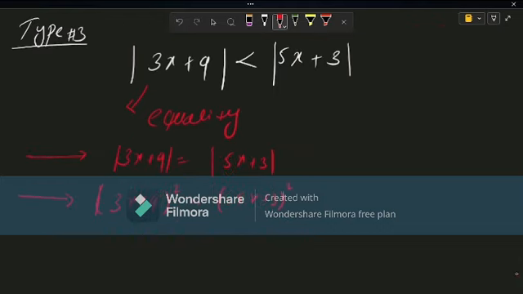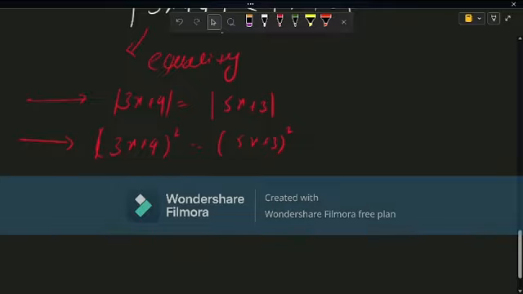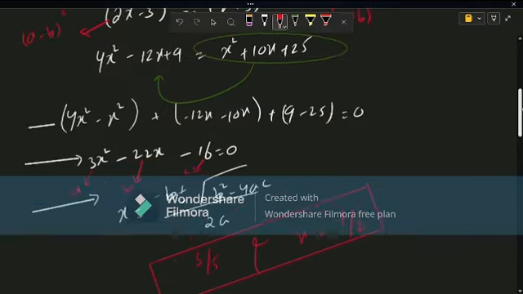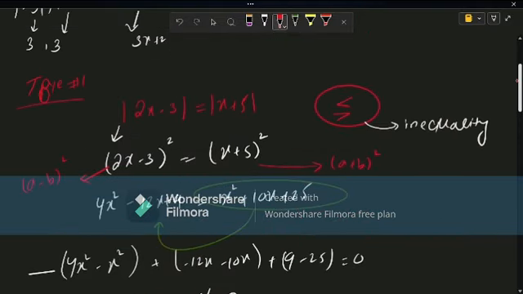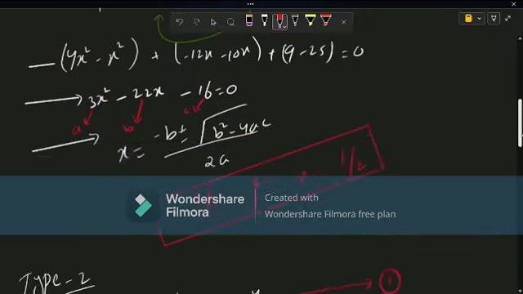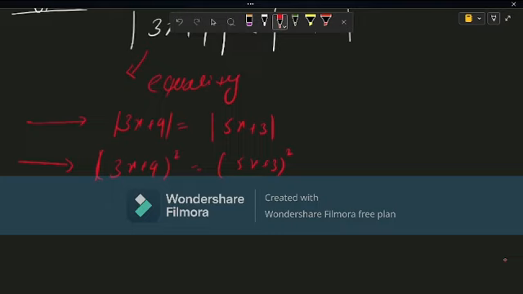Opening the square by using the (a plus b) whole square formula and comparing the like terms together, just like we did in the first part. Yes, type 1, this one we did like that. So you can compare the terms and solve the quadratic equation by any method, either quadratic formula, completing the square, or factorization, whatever is easy for you. Method number 1 is opening the square, finding the quadratic equation and then finding the solution, and that gives you two values of x.